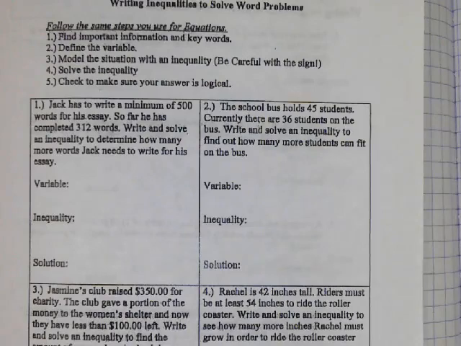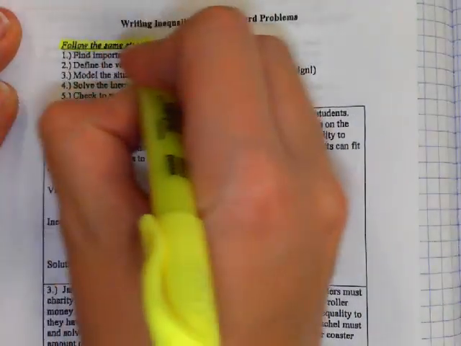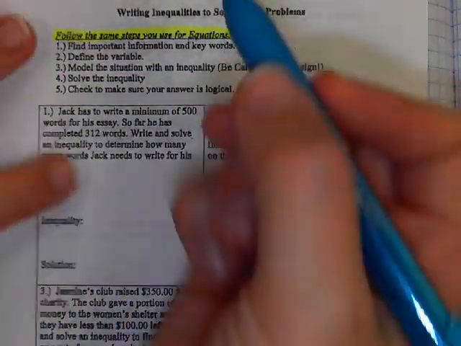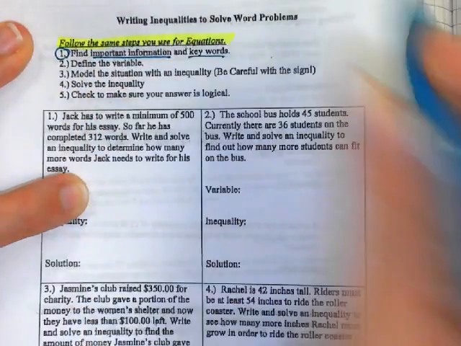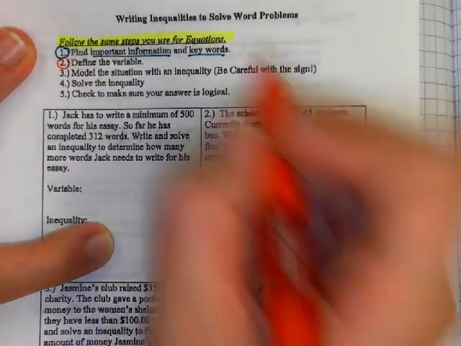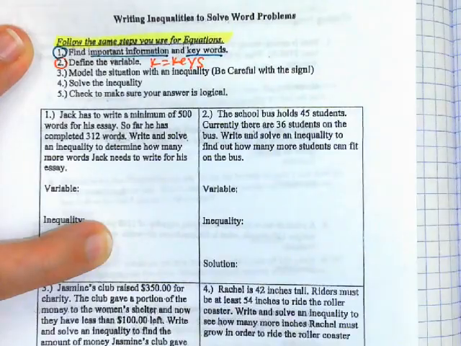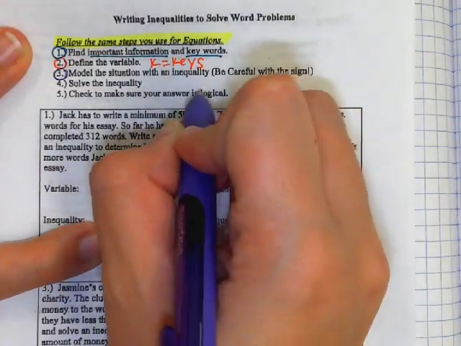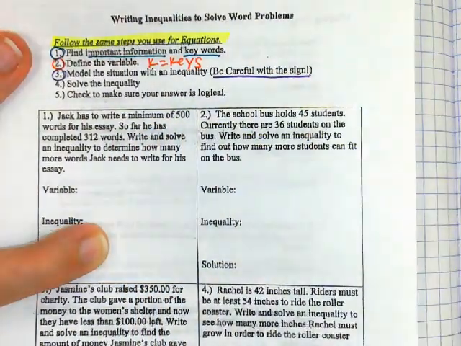In order to solve word problems, follow the same steps that you use for equations. Pretty self-explanatory. First thing we do, find the important information and the key words. Second thing, define the variable. Remember, if k is equal to keys, tell me that. Third thing, model the situation with an inequality. Be careful with the sign. Pay attention to that, please.